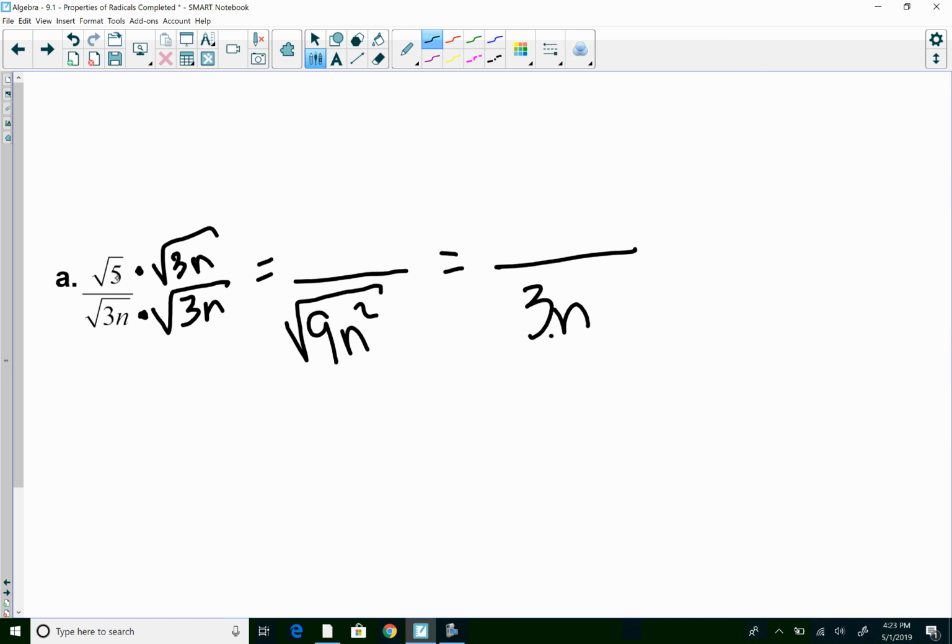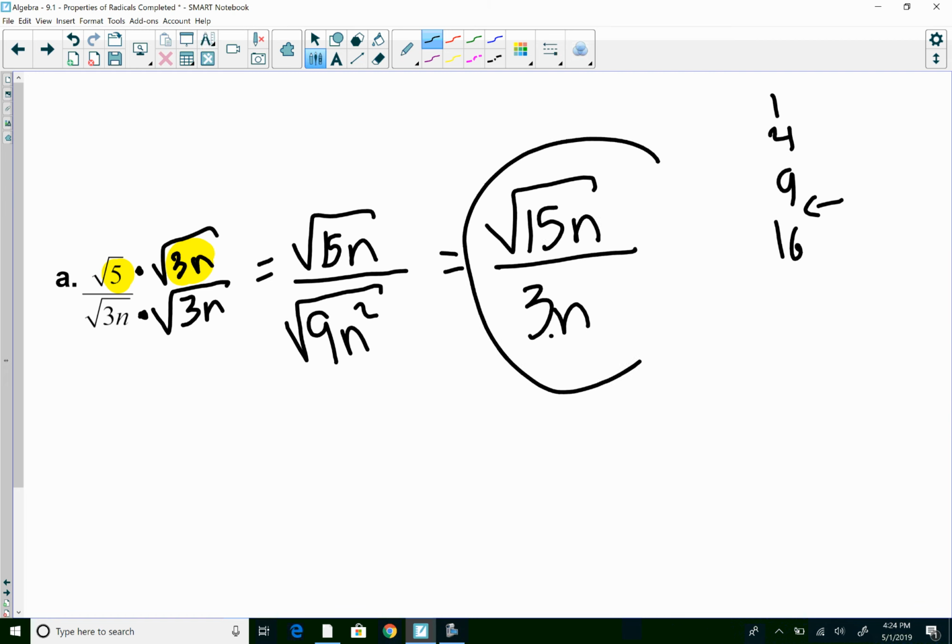Then if we point our attention to the numerator really quickly, we take whatever's underneath this radical sign and we multiply it together. So 5 times 3 turns into the square root of 15n. Check to make sure that there isn't anything that you can pull out of there. If I start thinking about my perfect square numbers, 1, 4, 9, 16, 15 falls right in here. None of these three are going to be able to come out. So your answer is just going to remain the square root of 15n over 3n.